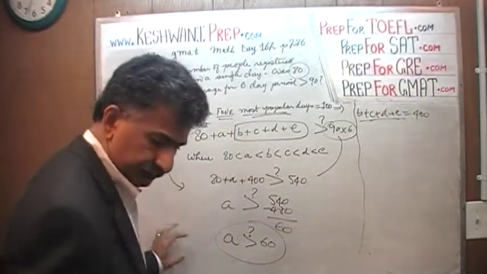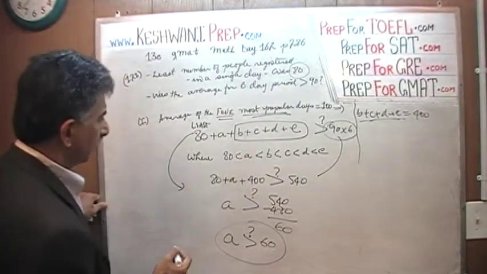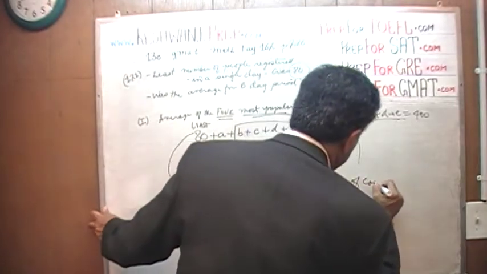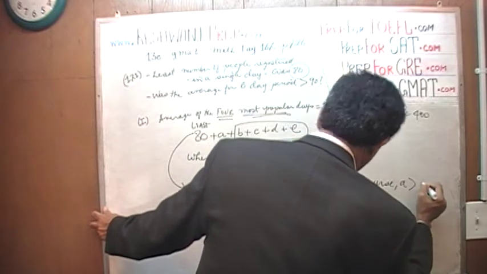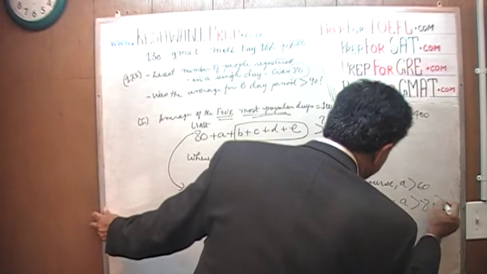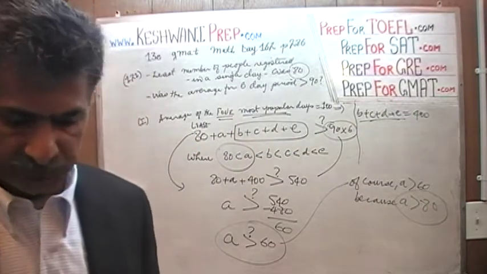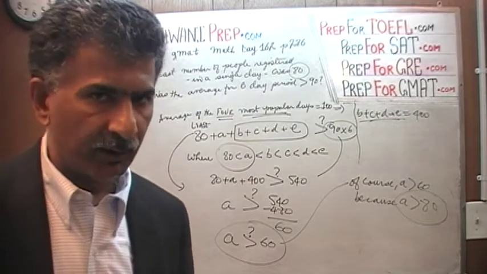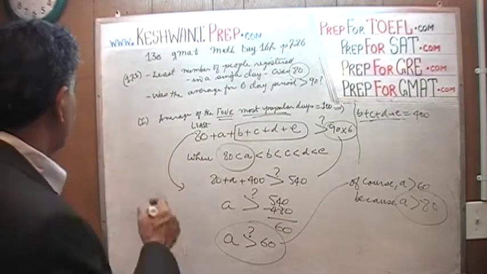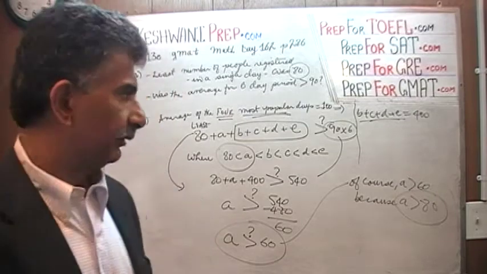Of course, right here. Of course A is more than 60, because A is greater than 80. 80 was the least number of people. So A, whatever it is, the very least is 81. It's more than 60. Therefore, the first statement by itself does the job. The first statement by itself is sufficient.